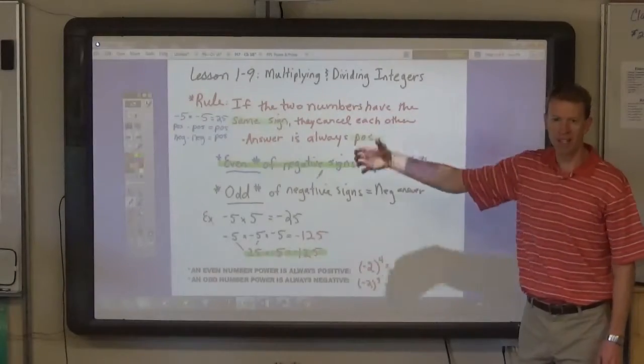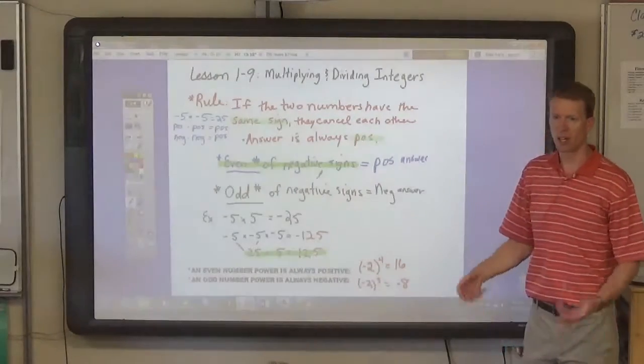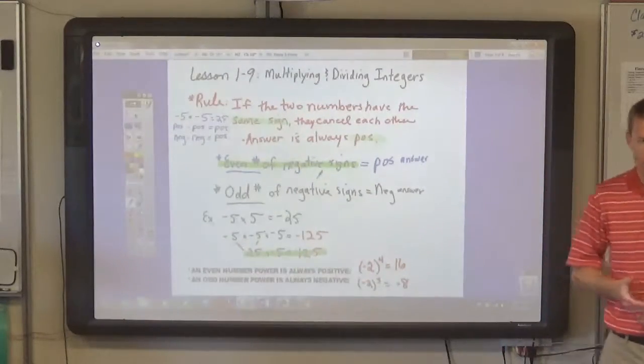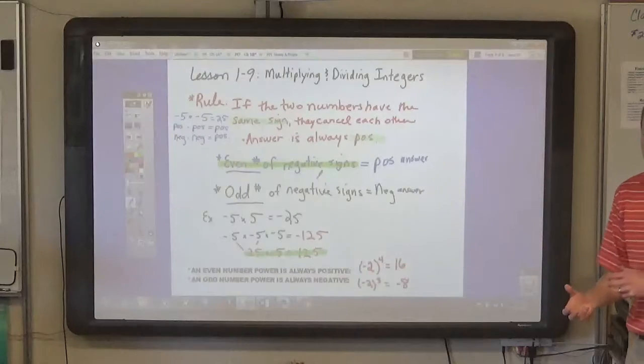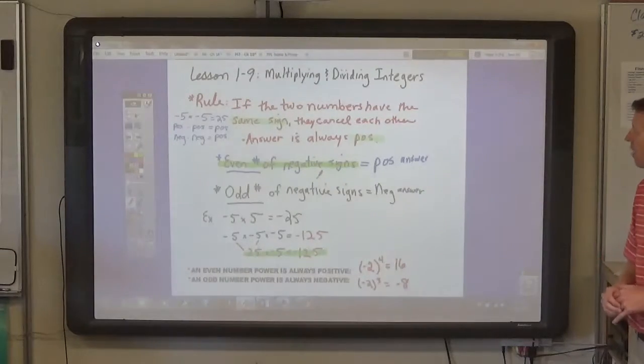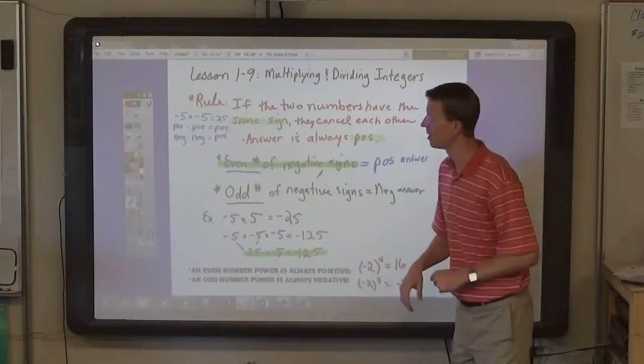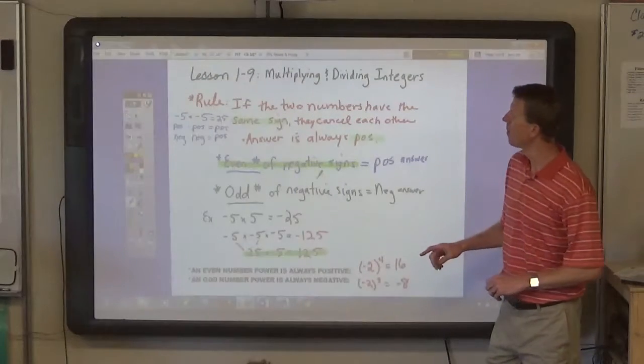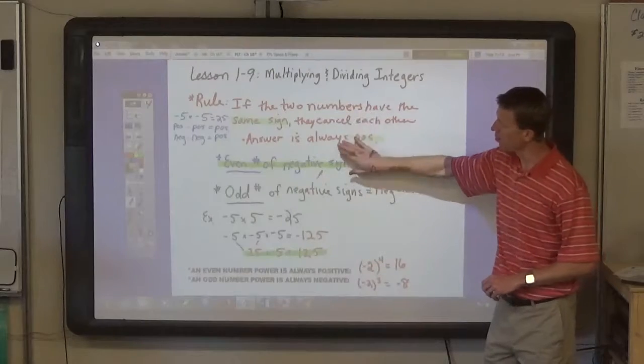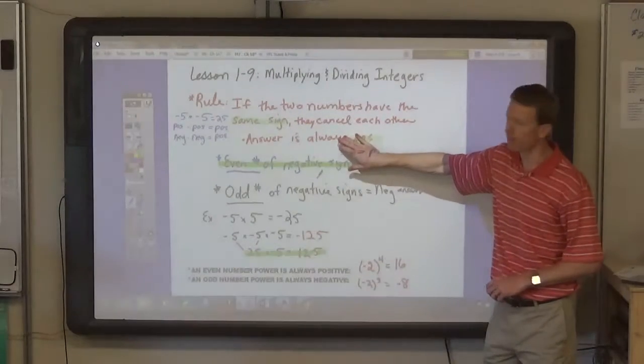So, 5 and negative 5, those are integers. 5½ is not an integer because it's not a whole number. So we're only going to focus on integers today, and we're going to focus on these rules for multiplying and dividing.